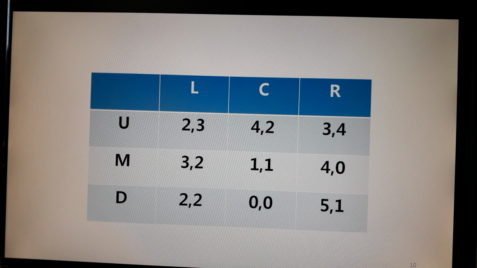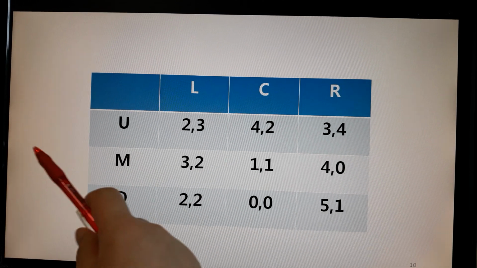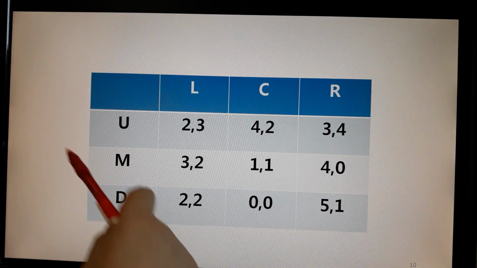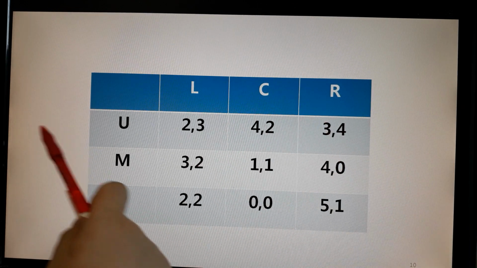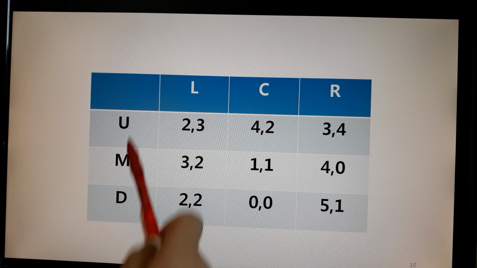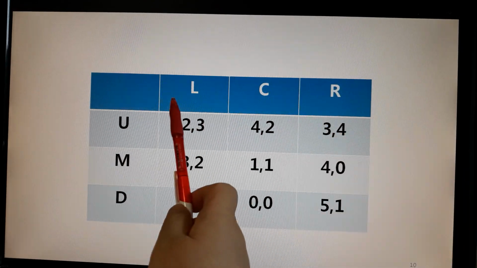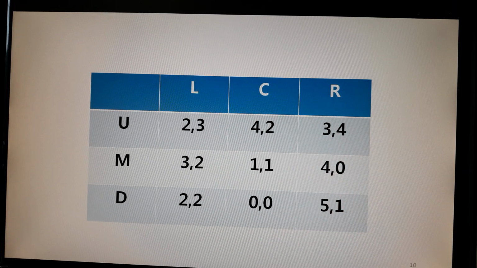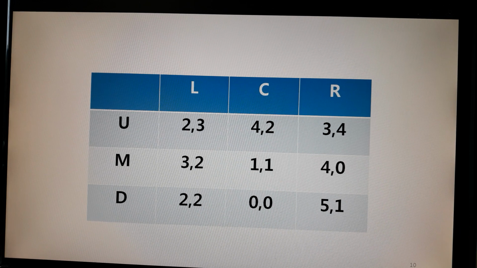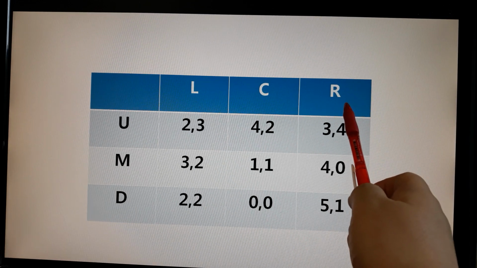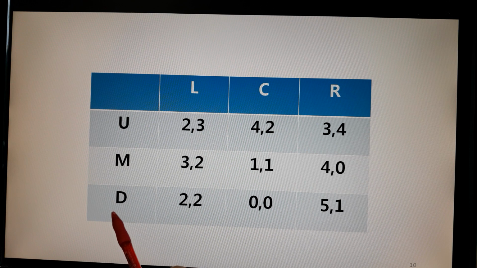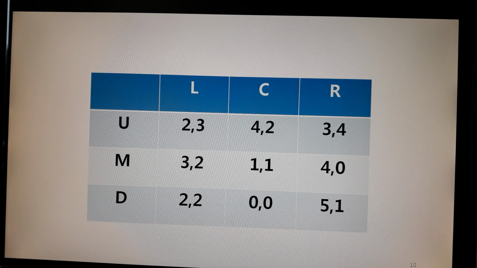This is another game. We are going to formally introduce it later, but we have two people, Tom and Bill. Let's say Tom can choose up, middle, down. UMD is up, middle, down. And Bill can choose left, center, right. And they are choosing without observing each other, so simultaneously. Bill chooses R, Tom chooses D. Tom gets $5 million, Bill gets $1 million.